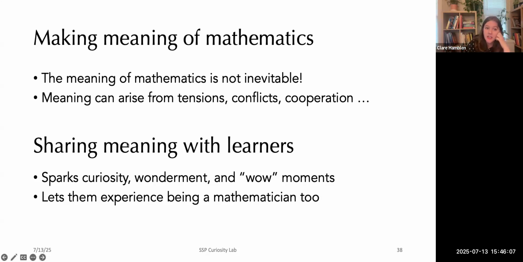And I think sharing this meaning with learners is really important. It sparks curiosity and wonderment and wow moments. If I were to define who is a mathematician, it would be someone who is just wowed by mathematics. So when we share these wow moments with our students, when we cultivate the conditions for them to feel amazed that they are doing the same homework as someone from 4,000 years ago, or that a theorem named for Pythagoras was known 1,000 years before his time, that lets them experience being a mathematician too, even if that's an 8th grade mathematician.